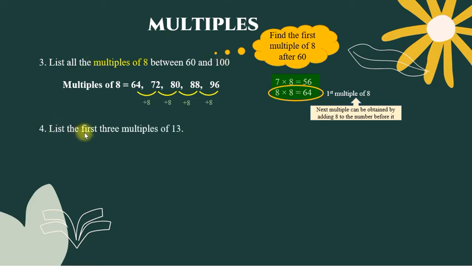Number 4, list the first 3 multiples of 13. So this one, no problem. The first 3 multiples of 13 are 13 times 1 is 13, 26 and 39. So these are the first 3.